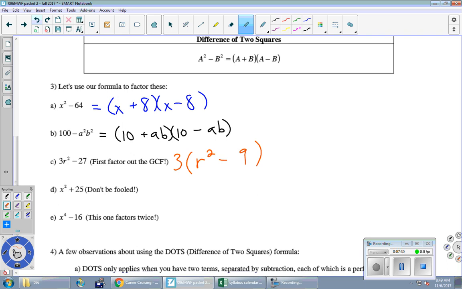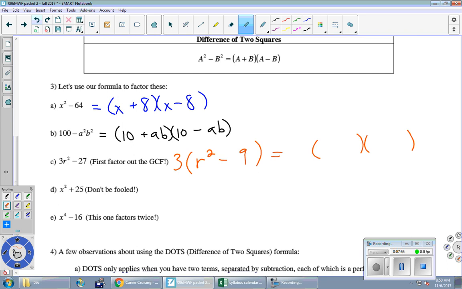But now I've got something new in the parentheses, something I hadn't had before. And so I'm going to go through my same routine. The thing in the parentheses, is it two terms? Is it a difference? Are they perfect squares? The answer is yes to all three of those. So the thing in the parentheses becomes two parentheses.